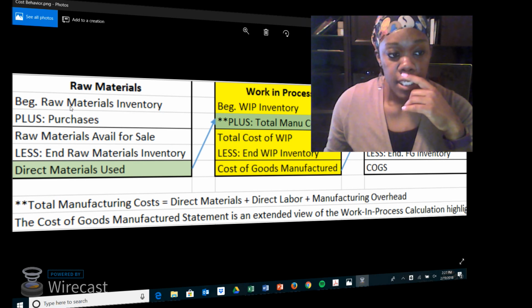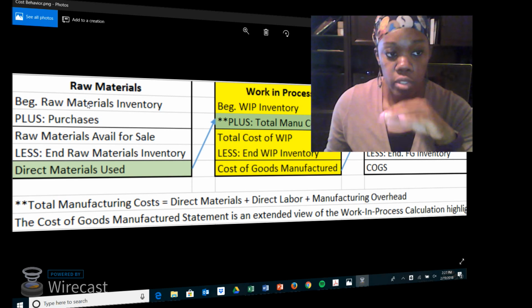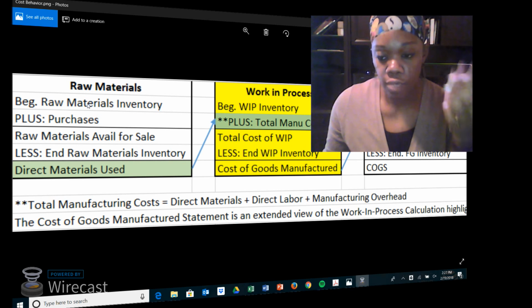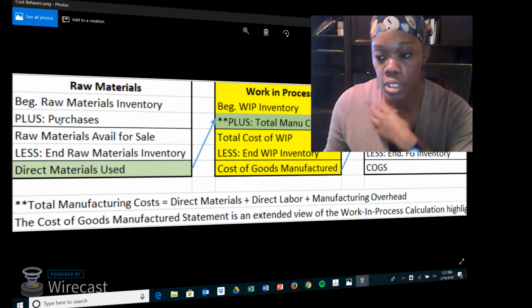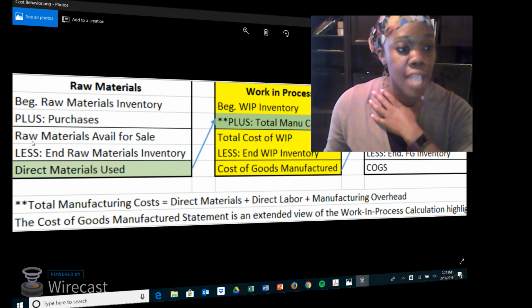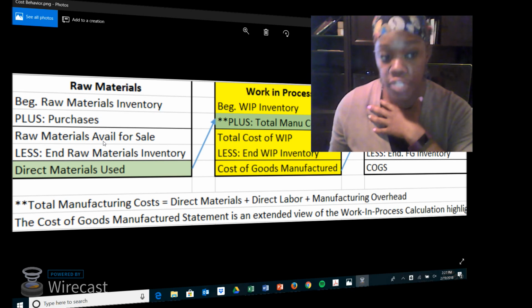So what happens is if we're trying to get the total amount of direct materials used, we take the beginning raw materials inventory, the stuff that we had at the beginning of the year or the beginning of the period, beginning of the month, whatever. Then we add any purchases. If we purchase some flour, we purchase some more milk, things like that. That gives us the total raw materials available for sale.